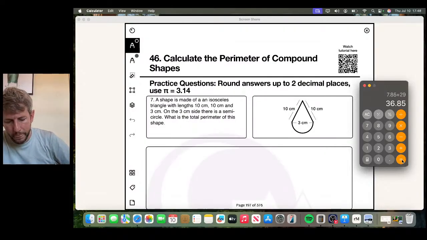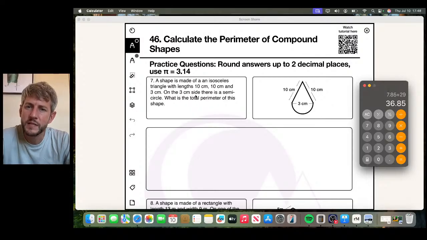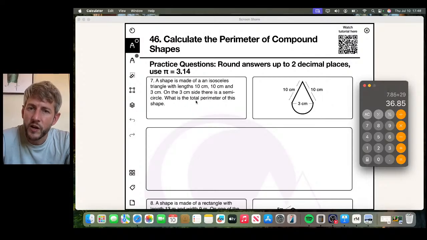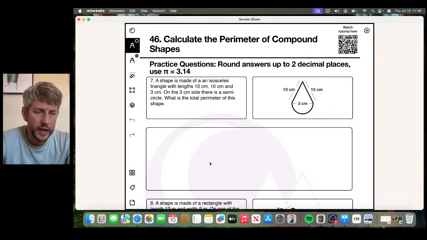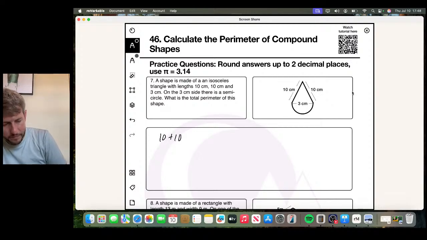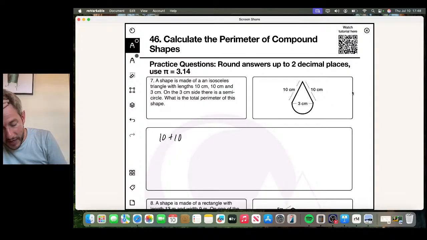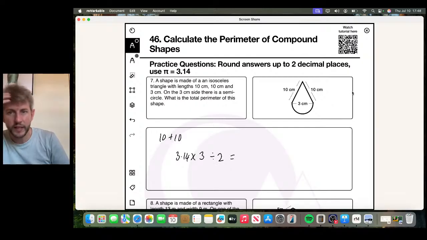Okay, right. Question 7. A shape is made of an isosceles triangle with lengths 10 centimeters, 10 centimeters, and 3 centimeters. On the 3 centimeter side, there is a semicircle. What is the total perimeter of this shape? Okay, so here we go, and it's going to be 10, add the perimeter of the semicircle. So we're going to do pi times diameter, so that's 3.14 times 3, and then it's only half of it because it's a semicircle, so we'll then divide that by 2.